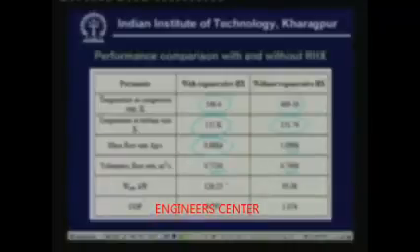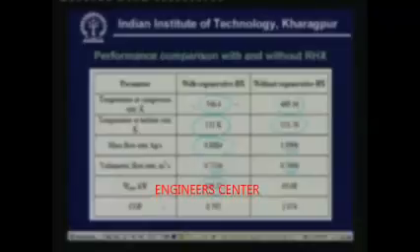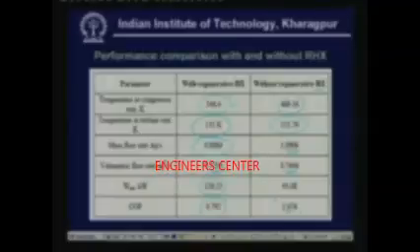Of course, the penalty you will be paying is in the form of higher net work input because of the higher temperature at the compressor exit. You can see that net work input is much higher compared to the system without regenerative heat exchanger. As a result, the COP of the system with regenerative heat exchanger is less compared to the system without regenerative heat exchanger. So basically you have to make a trade off between the mass flow rate, the volumetric flow rate and COP, and justify the use of regenerative heat exchanger, right.